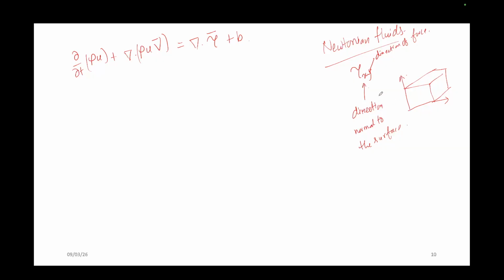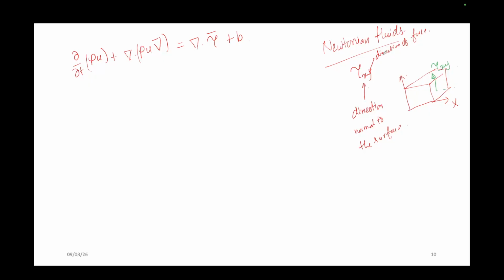So that means it indicates the direction of the normal to the surface is in the x direction, and the direction of force is in the y direction. So if I have to plot tau, it should be in this direction, tau xy, right or wrong? Please check and let me know.